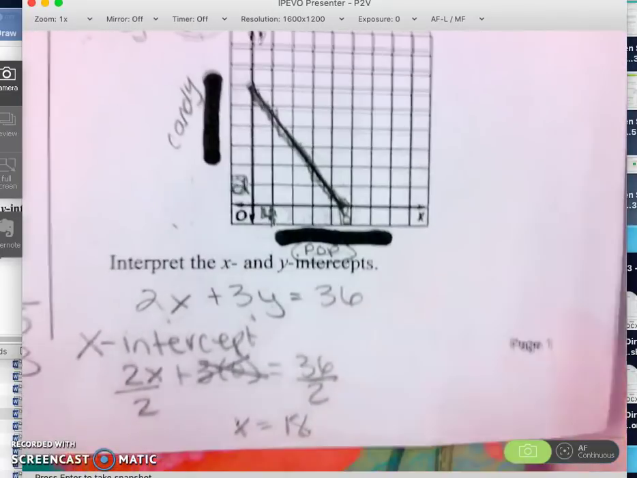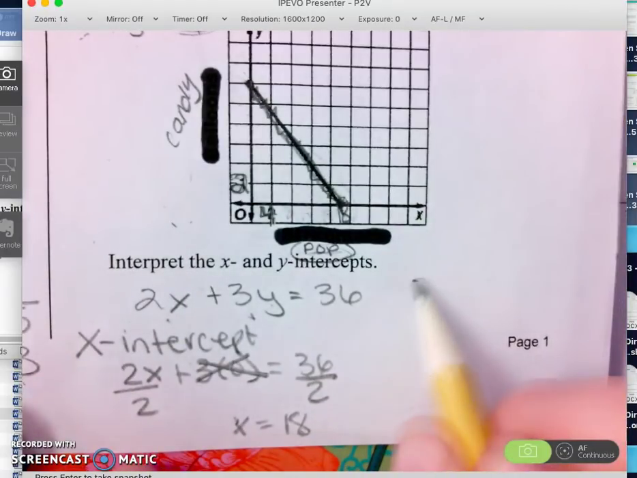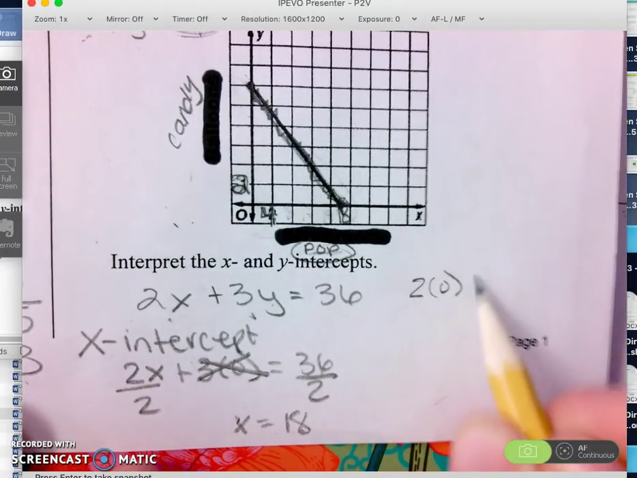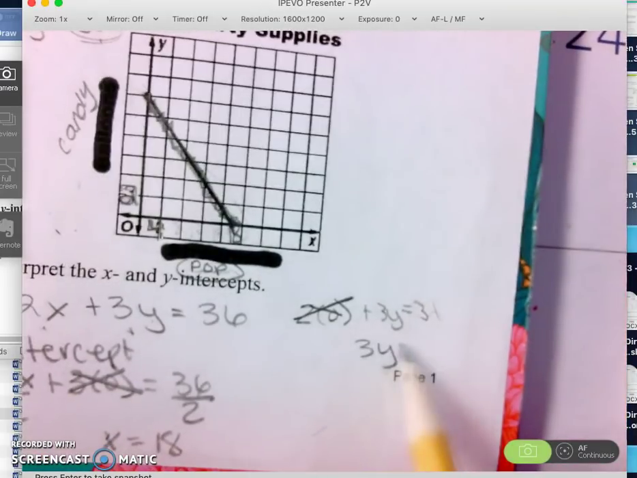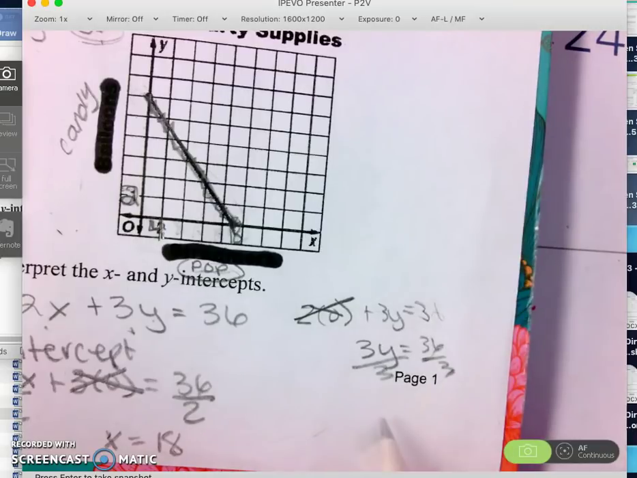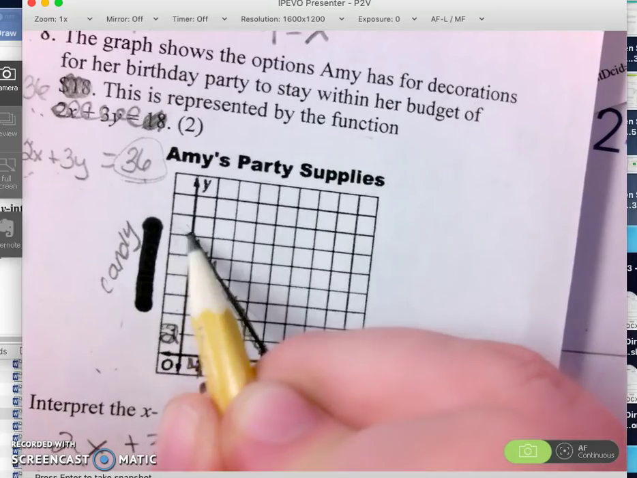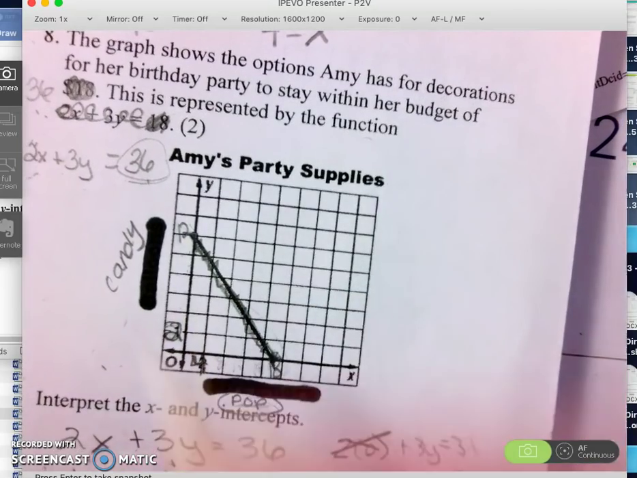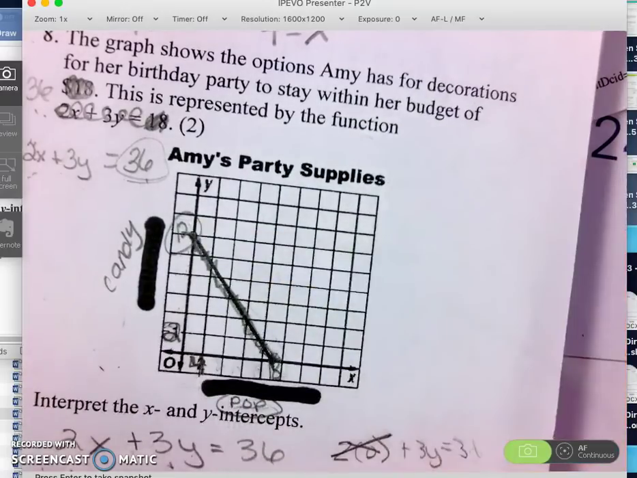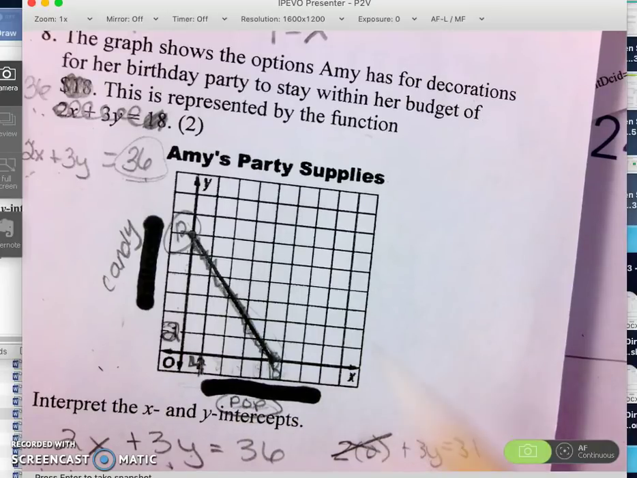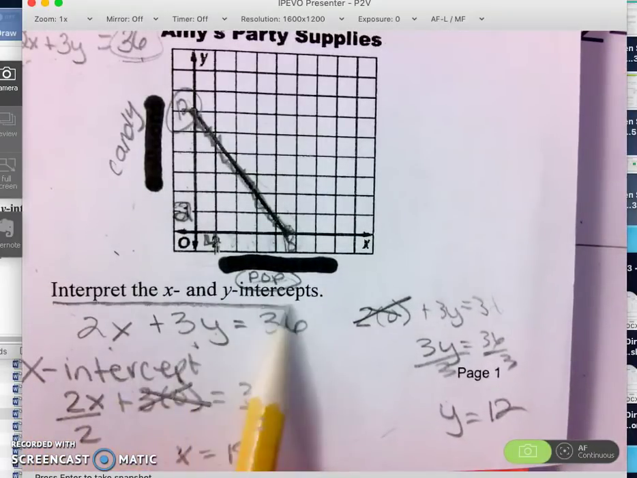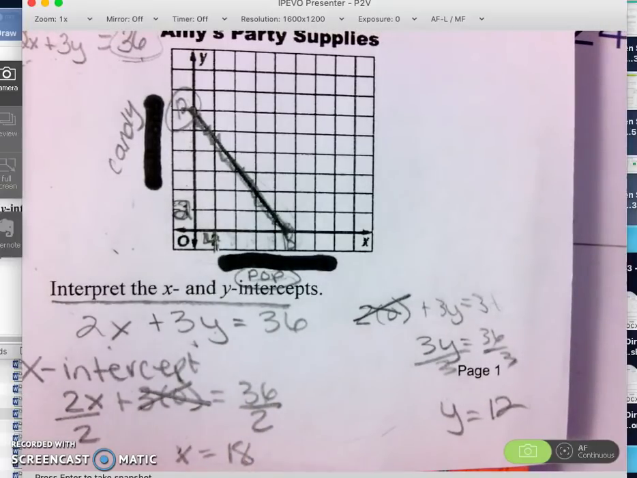And then you would find the y-intercept, which is going to be 2 times 0 plus 3y equals 36. That goes away. 3y equals 36, divided by 3, divided by 3. y is equal to 12. So this number here is 2, 4, 6, 8, 10, 12. So 12, I can buy 12 candies or whatever, boxes of candy, but 0 pops. So that's what you're going to say when you interpret the x and the y intercepts. All right. Hopefully this helped.